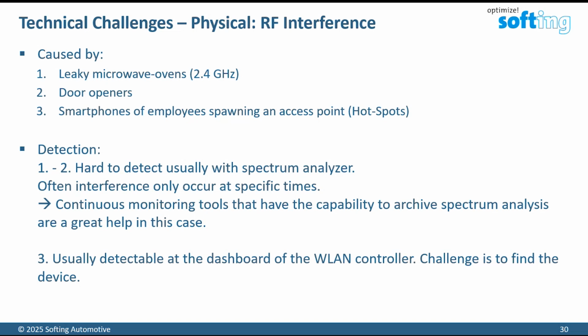Rogue APs are caused by smartphones of employees very often. They spawn an access point, because a hotspot by your iPhone is actually an access point. That can be seen in the dashboard of the controller, because the bigger controllers all have a rogue AP detection. And the challenge is then to find the device, respectively the employee having the device.